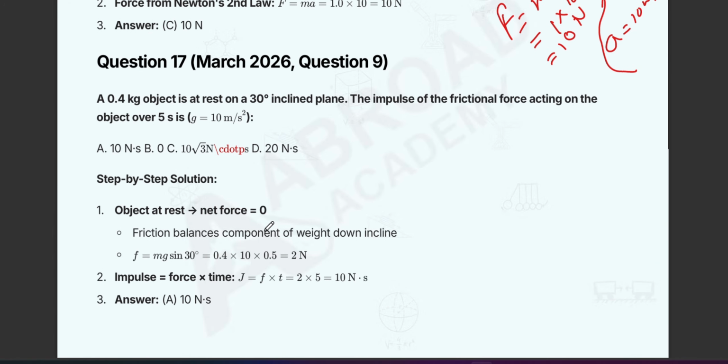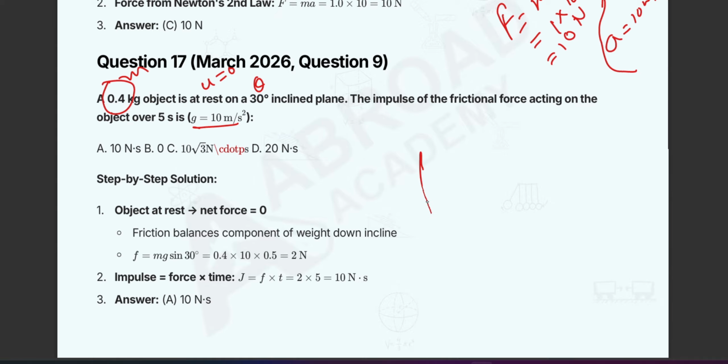Here are recent exam questions, which are March 2026 questions. Here is a 4 kg object, m is given, at rest, so u equals 0, on a 30 degree inclined plane, where theta is 30 degrees. What is the impulse of the frictional force acting on the object over 5 seconds? Here g is given also. Now we can solve this problem.